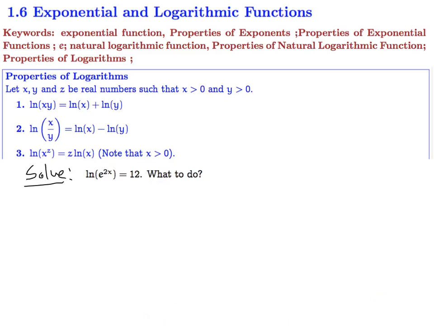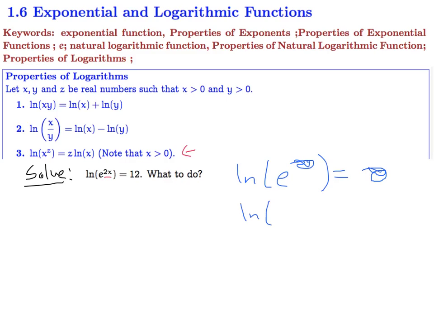Now the first thing, some people might be tempted to use rule 3 here, and there's nothing wrong with rule 3. We definitely have an exponent up there that we could bring out. But what we can do even faster here is remember something very important. The natural log of e to the anything is just that anything, okay?